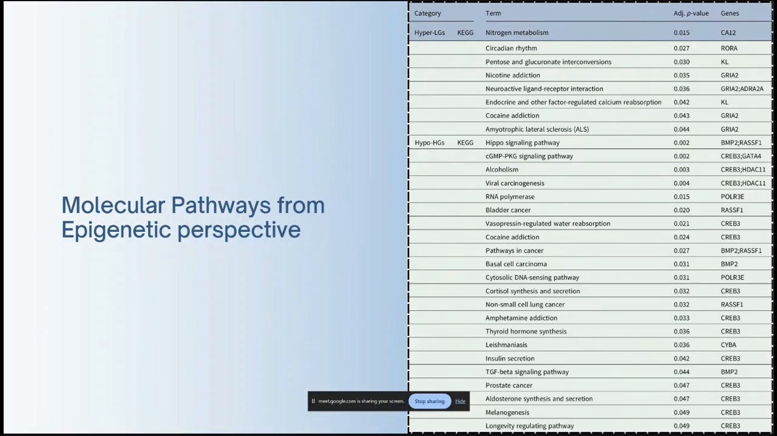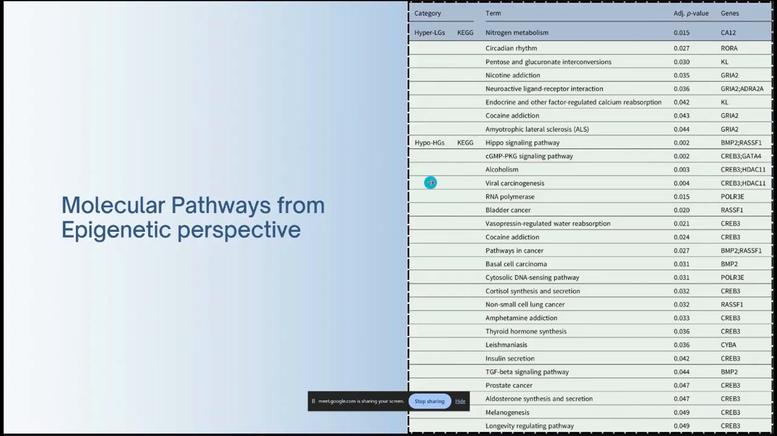Pentose and glucuronate interconversions are related to cellular metabolism and detoxification processes. The nicotine addiction pathway does not mean addiction itself, but it includes neurotransmitter-related signaling components that are involved in neural communication. Overall, these pathways suggest that hypermethylation may suppress genes involved in metabolic regulation and neural signaling.